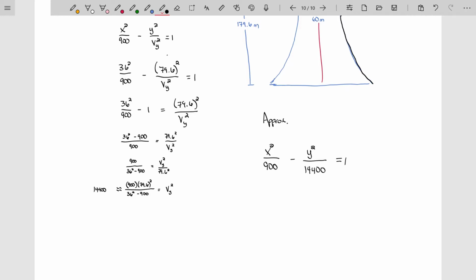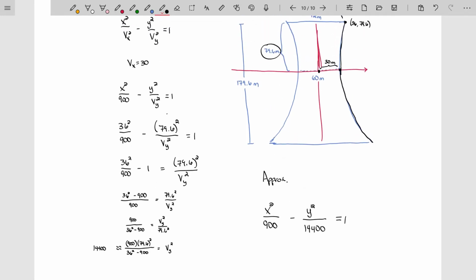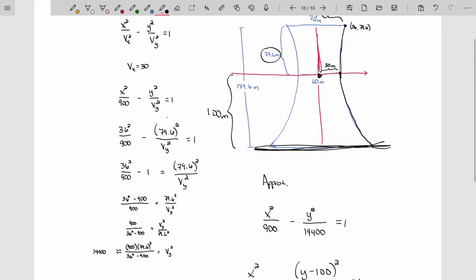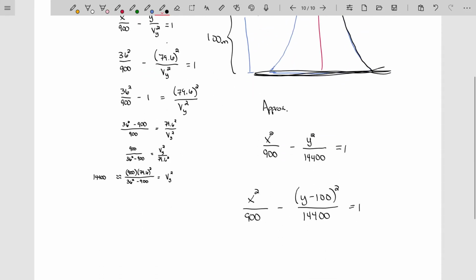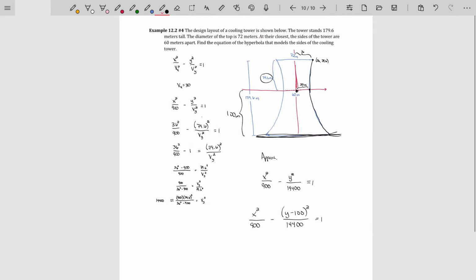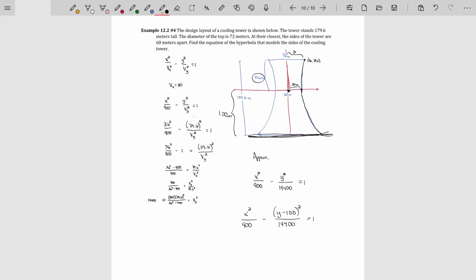Now, let's suppose that they didn't want me to center this at the origin. Instead, they wanted the ground to be here. So in other words, the center is up in the air. Specifically, it's up 100 meters. If that's the case, then I would just change my equation to be this: x squared over 900 minus y minus 100 squared over 14,400 is equal to 1. That's just lifting the whole thing up 100 units. Still, everything else is the same. So it just depends on how you want to build this. That's probably the way I would leave this answer. So there you have it. Really good model for hyperbolas.